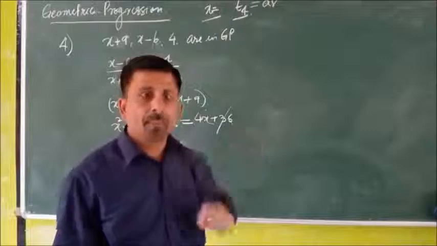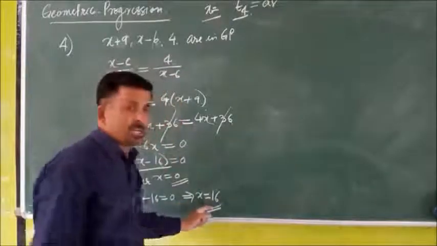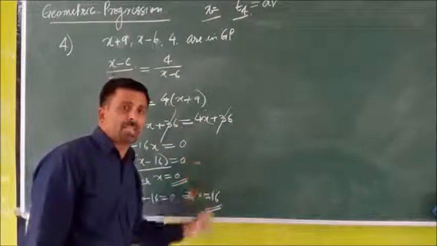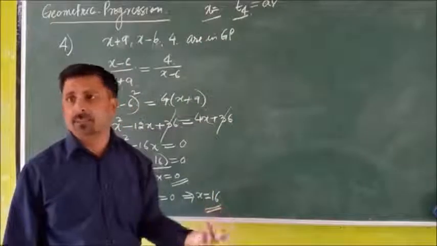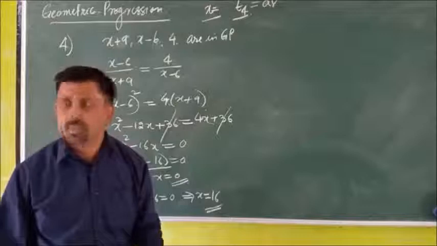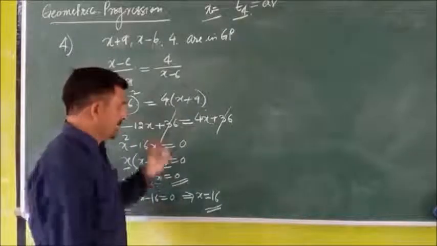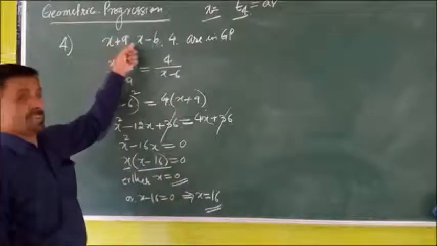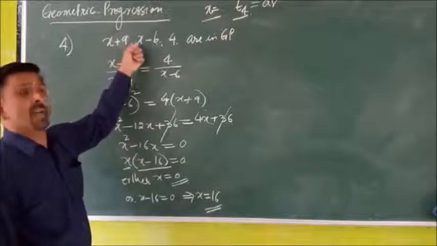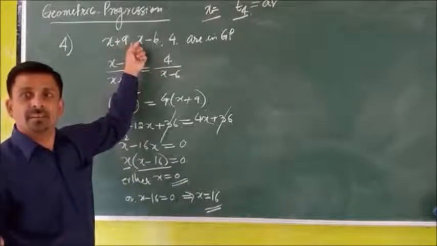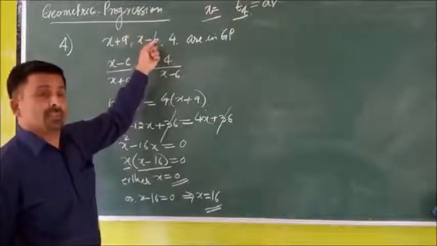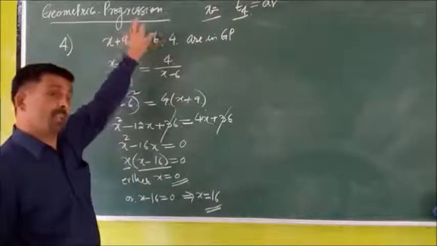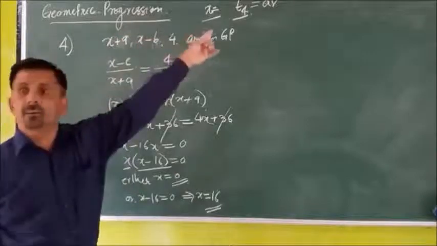But we have calculated the value of x. Will this x help us to get A and R? If it can give us, fine, and that's very easy. This is your first term, so you put the value of x here and you get the first term. Then in this part also we can put the value of x to get the second term, and then we can find the ratio of these two and get the common ratio.